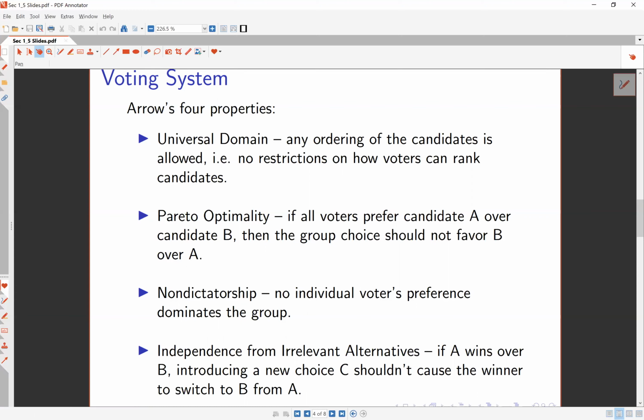I know this sounds a lot like Pareto optimality, but the two are slightly different. And we'll look at a couple of examples that will emphasize the difference here.